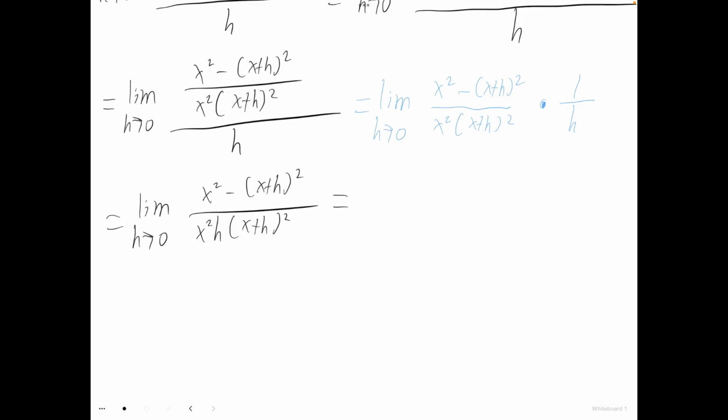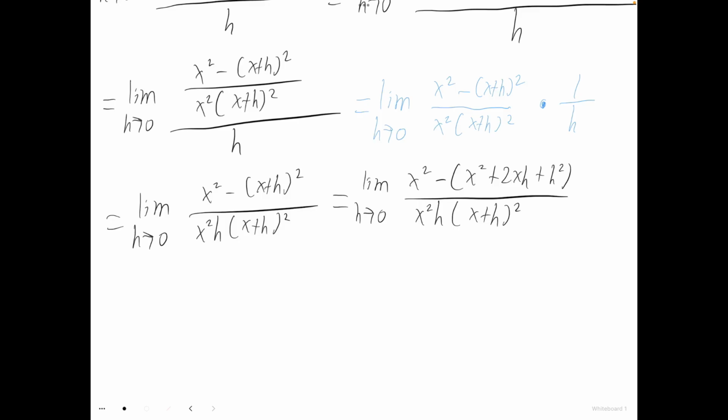So now we're going to multiply out the top. We have the limit as h goes to 0 of x squared minus, multiplying out (x plus h) squared, we get x squared plus 2xh plus h squared, all divided by x squared h times (x plus h) squared.